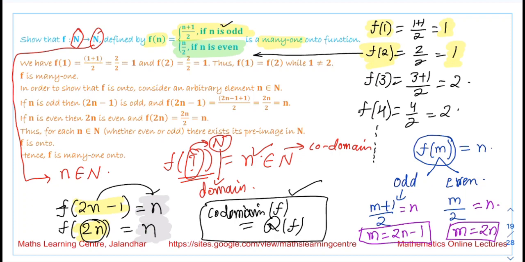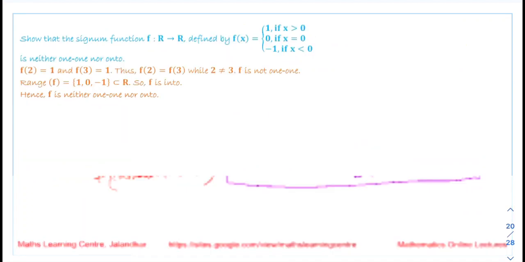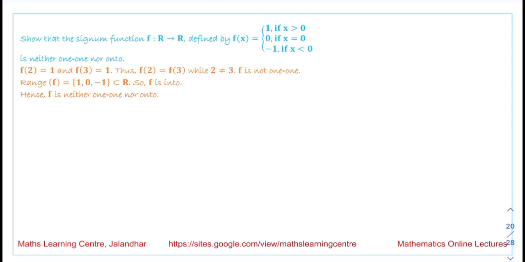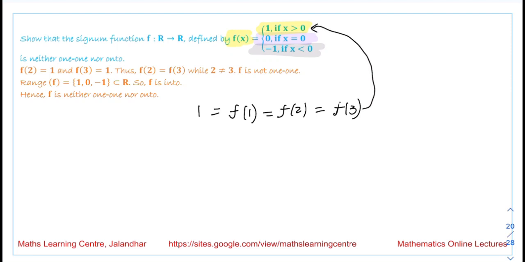Next we have to prove that the signum function is neither 1-1 nor onto. So the definition of the signum function is f(x) equal to 1 when x is greater than 0, it is 0 when x is equal to 0, and it is minus 1 when x is less than 0. It means the value of f of 1 will be equal to f of 2, equal to f of 3, and all these values will be equal to 1. It means this function is not 1-1.